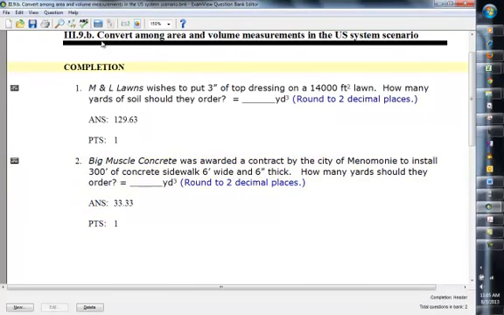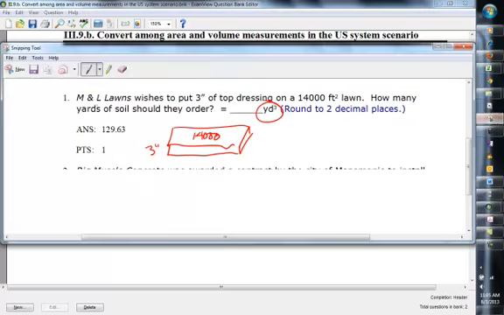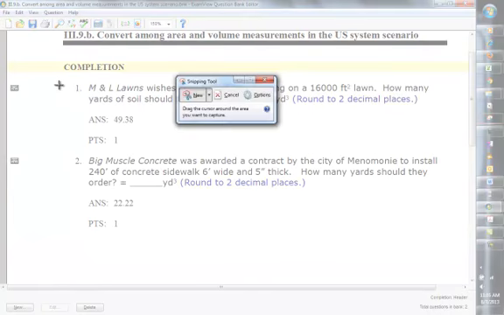All right, so we are working with converting among area and volume measurements in the USCS system. M&L Lawns wishes to put in 1 inch of top dressing on a 16,000 square foot yard. Let's see how exactly that works.